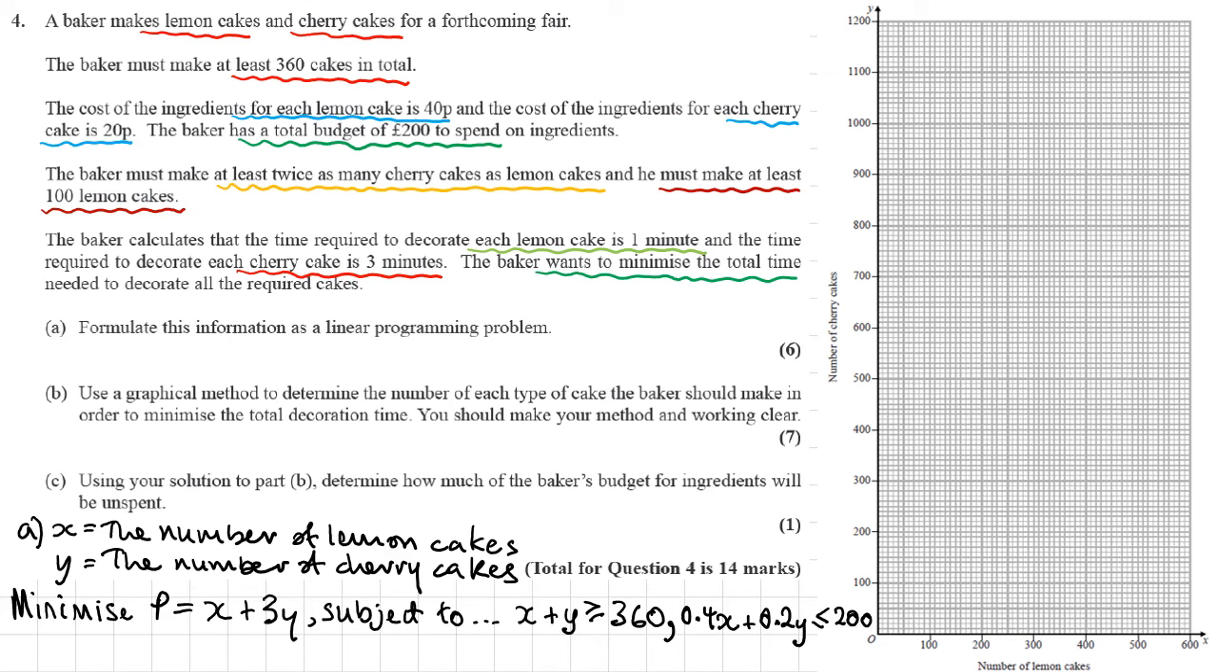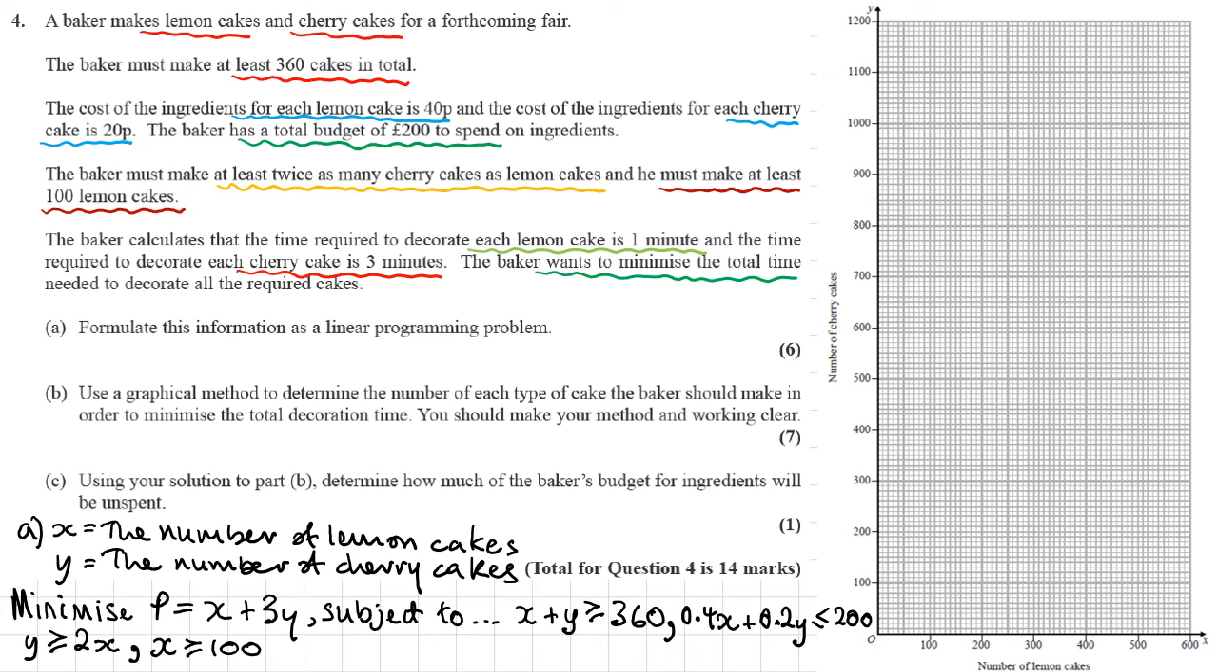So the number of cherry cakes needs to be at least twice as many as the number of lemon cakes. So it's the number of lemon cakes we times by 2, not the number of cherry cakes. And it says he must make at least 100 lemon cakes. So lemon cakes is the x, so that needs to be at least 100, more than or equal to 100.